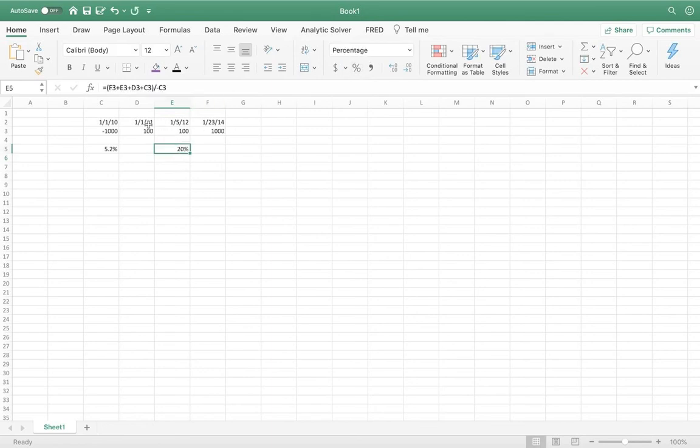That makes sense. So 1,200 minus 1,000, $200 is the profit, and the profit divided by the initial investment is 20%. Okay, but it doesn't take into account the timing. Maybe it took 50 years to make those 20%, right? We have to somehow acknowledge the timing, and that's the IRR number and the XIRR formula in Excel.